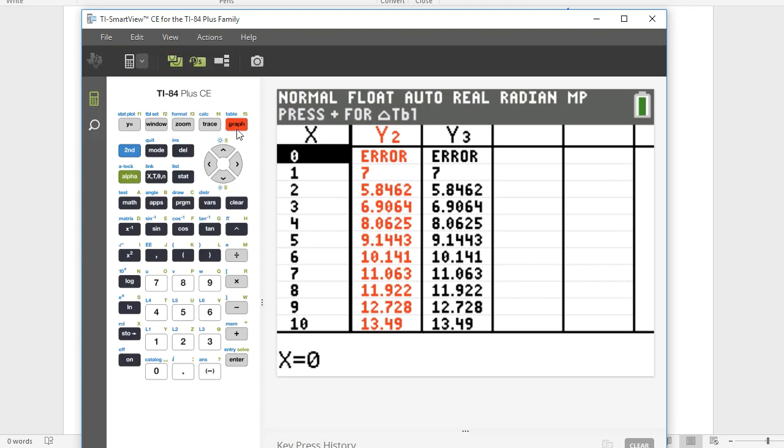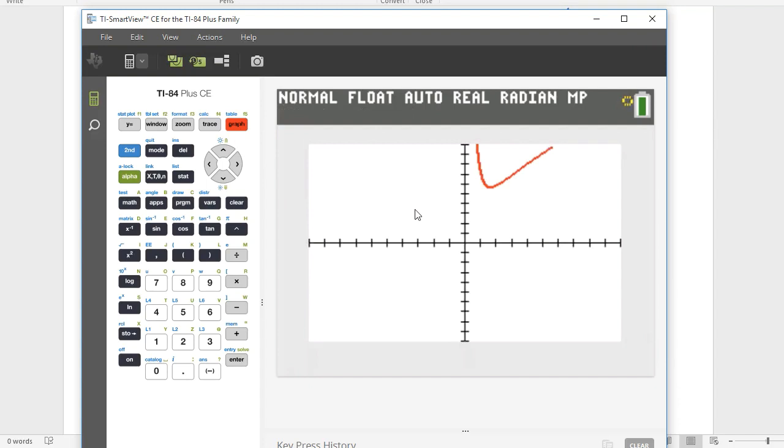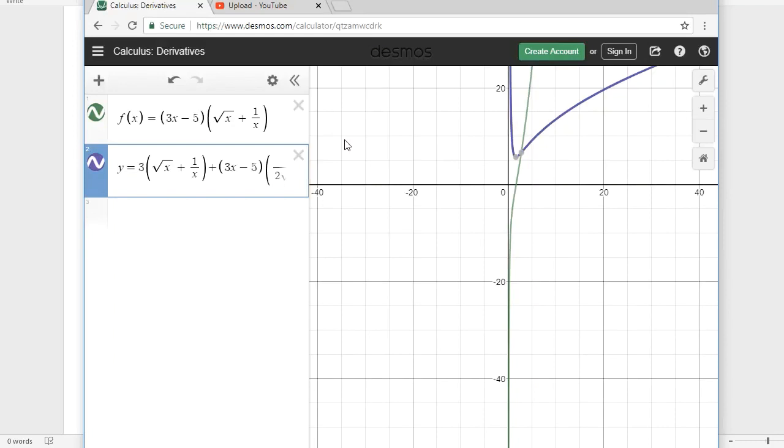Now, of course, I always could hit graph and see that the two graphs are the same. So there's my version of the derivative, and then we can see lying right on top of that is the calculator's version of the derivative. Now, usually I don't graph because sometimes the graphing can take really long, whereas filling in the table can be quicker.